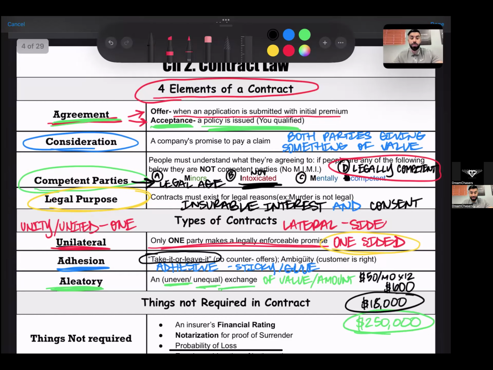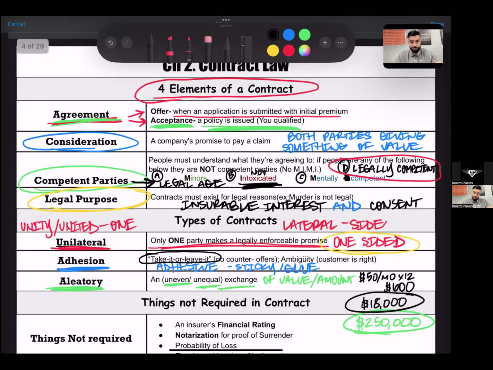So there's an unequal exchange of values, right? You're paying only $18,000, but then if the person passes away, Primerica is going to pay $250,000. It's unequal, okay? So that is what an aleatory contract is. There will always be an unequal exchange of values or amounts.